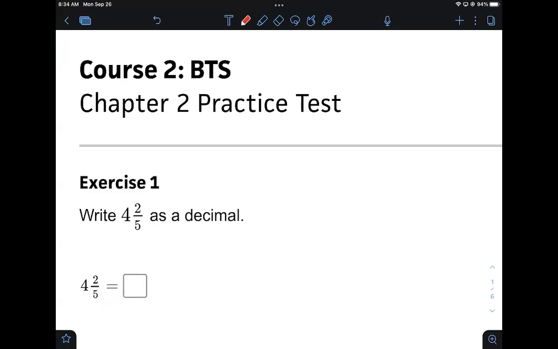All right, this is the chapter 2 practice test. So this test has 20 questions on it. We're going to get probably the first 10 done in class today.